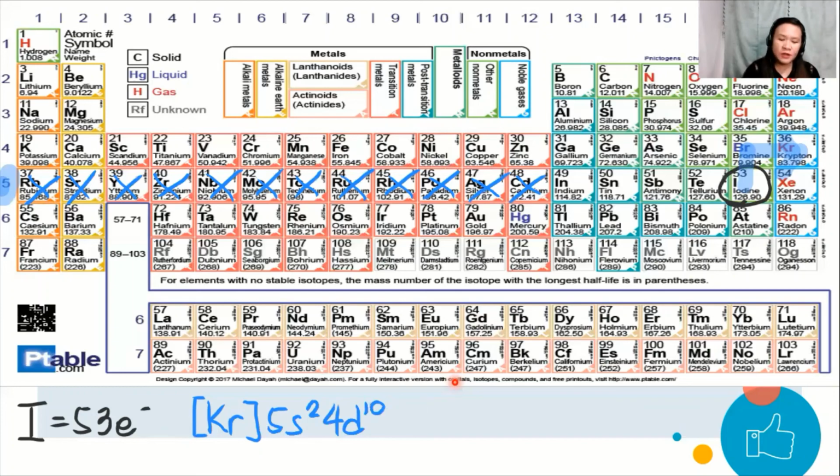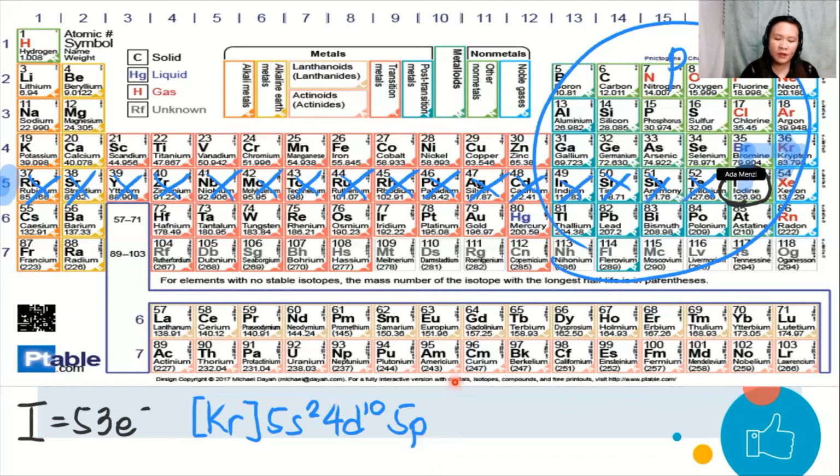Next, for this block, it's actually the P block, and we go back to its original energy level. So we write 5 and p. And then we count how many electrons are in the P block. That's 1, 2, 3, 4, and 5. So we write 5p5.